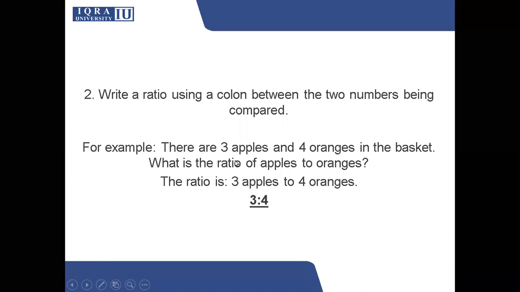The second way, which is the most preferred way, is to use a colon between the two numbers being compared. For example, there are 3 apples and 4 oranges in the basket. What is the ratio of apples to oranges? The ratio 3 apples to 4 oranges, I can also write it as 3:4. You have to pronounce it like this, 3 ratio 4. This colon represents your ratio. Okay, so that is the second way of writing ratios.